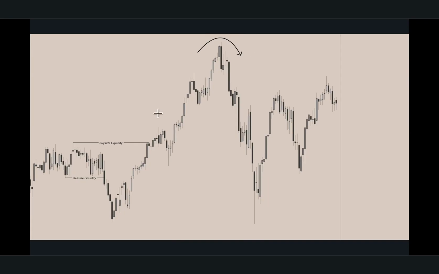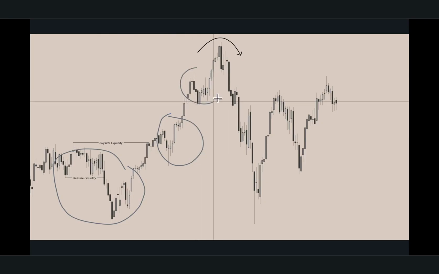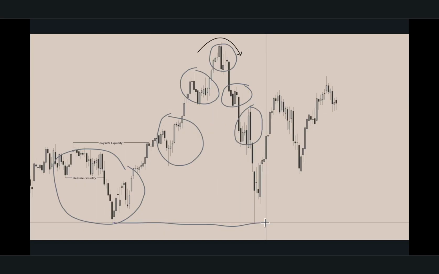I'll just circle it really quick. So you have your original consolidation, accumulation phase 1. You can call this either your accumulation phase 2 or smart money reversal. Smart money reversal was up here for me personally. You have distribution phase 1, distribution phase 2, right? And then we run out that original consolidation perfectly.